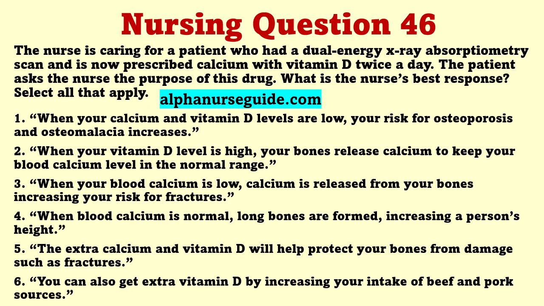2. When your vitamin D level is high, your bones release calcium to keep your blood calcium level in the normal range. 3. When your blood calcium is low, calcium is released from your bones, increasing your risk for fractures. 4. When blood calcium is normal, long bones are formed, increasing a person's height. 5. The extra calcium and vitamin D will help protect your bones from damage, such as fractures. 6. You can also get extra vitamin D by increasing your intake of beef and pork sources.